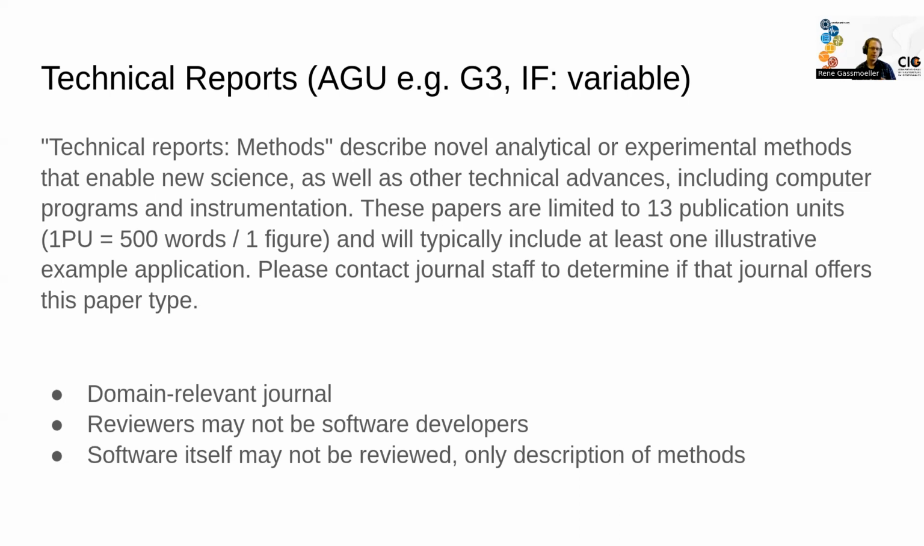Benefit here, just like with Geoscientific Model Development, is that it's a domain relevant journal. So maybe in your discipline, one of the AGU journals is already well known and relevant for you, known by reviewers. The disadvantage is that especially if you publish a technical report in one existing AGU journal, the reviewers of this paper do not necessarily need to be software developers, and they may not even review the software itself, but focus in on this paper and the example application.